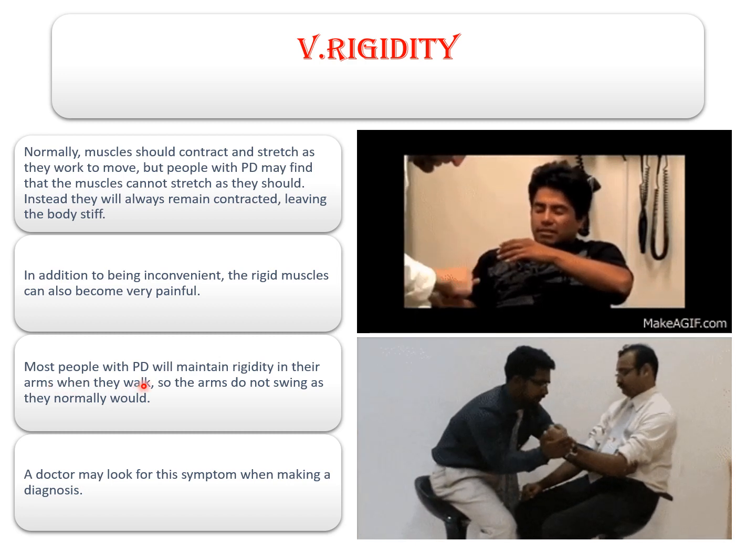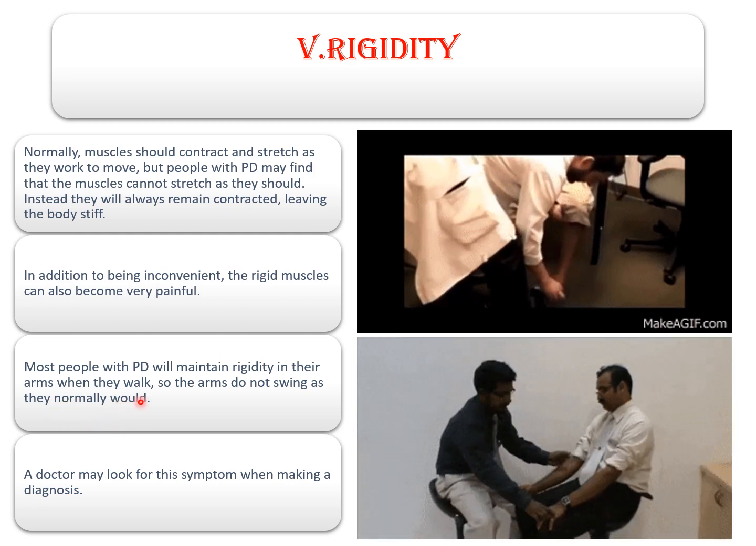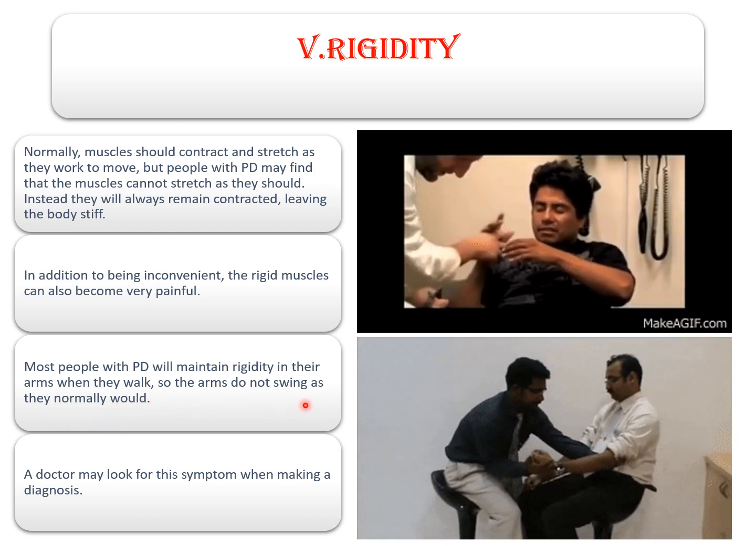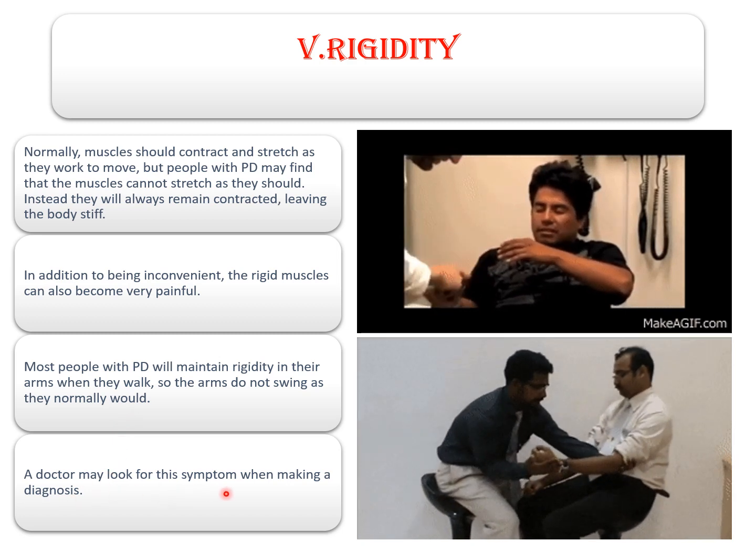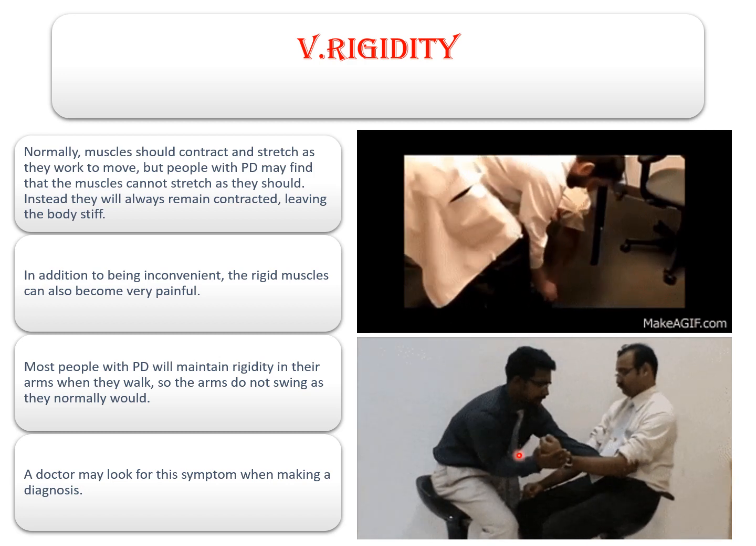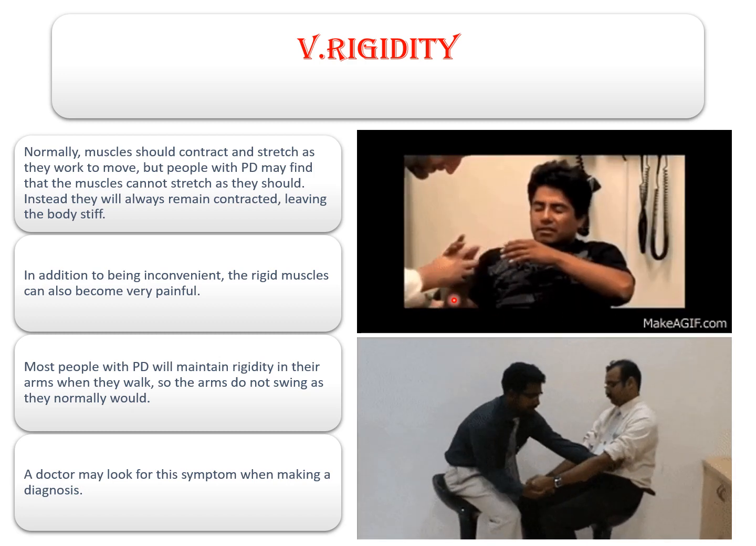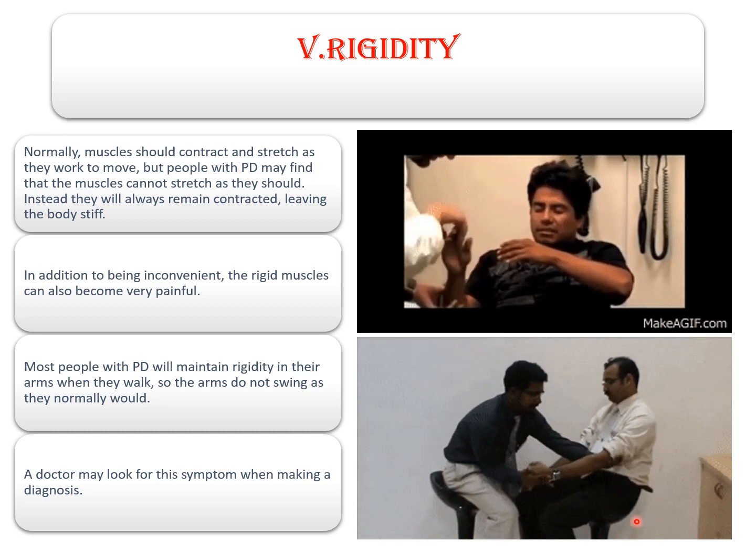Most people with Parkinson's disease will maintain rigidity in their arms when they walk, so the arms do not swing as they normally would. The doctor may look for these symptoms when making a diagnosis. So in this animation, you can clearly see that there is a rigidity in the arm.